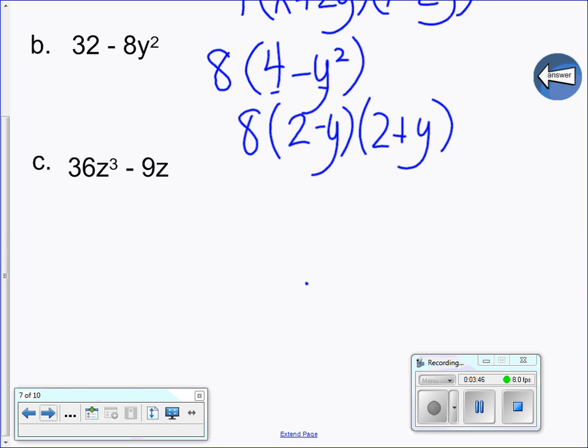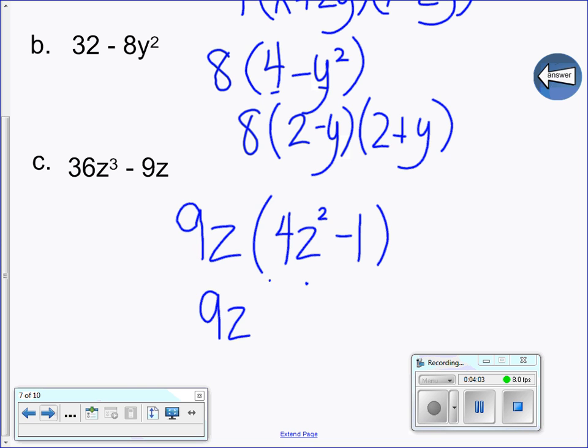Third example, GCF of 9z. So 9z, I get factored out, and that would leave me 4z squared minus 1. Is 4z squared a perfect square? Yes. Is 1 a perfect square? Yes. So I get 9z, 2z plus 1, 2z minus 1.